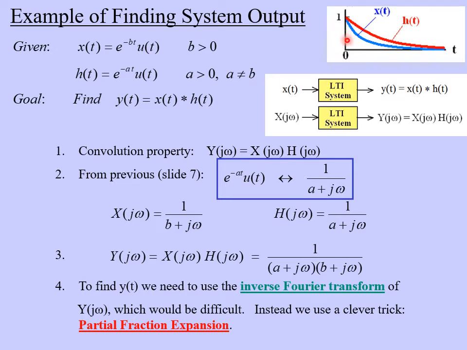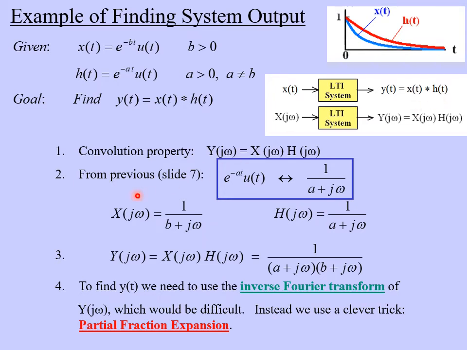If we were to plot the input, that would be in blue, and if we were to plot the impulse response, that would be in red. So blue is x and red is h. Our goal is to find the output of the system here. Obviously, we could do this in the time domain, but we'd have to do a convolution of these two signals. So instead, we're going to work in the frequency domain. The first thing we need to do is find the Fourier transform of x and the Fourier transform of h.